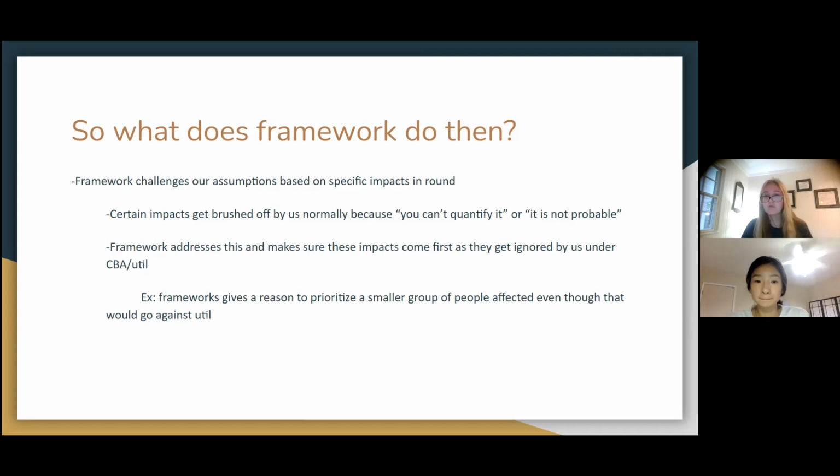quantify it, or it's not as probable, or it doesn't affect a large amount of people. So it may not be the best under util or cost benefit analysis. So you'd have a separate framework to address it and make sure those impacts come first instead of getting ignored. An example is a framework would give you a specific reason to prioritize an impact that affects a smaller group of people, even though prioritizing that would go against utilitarianism. So you'd have a separate framework for how the judge should view it, so that that would be the most important impact in the round.